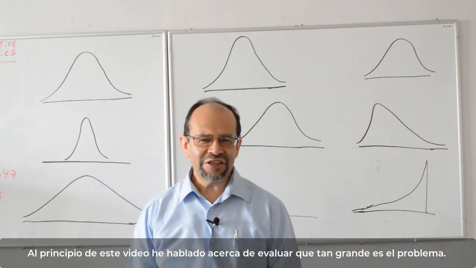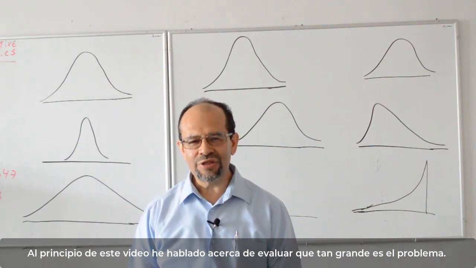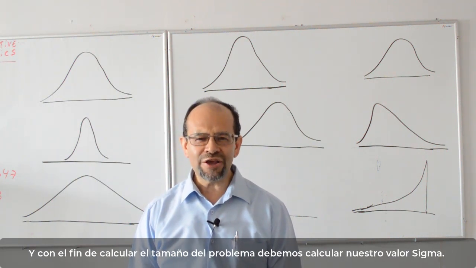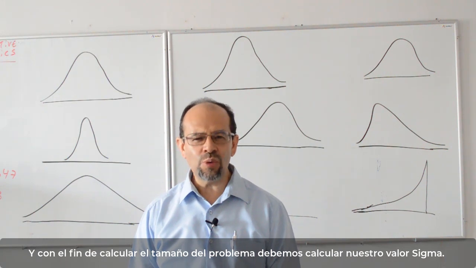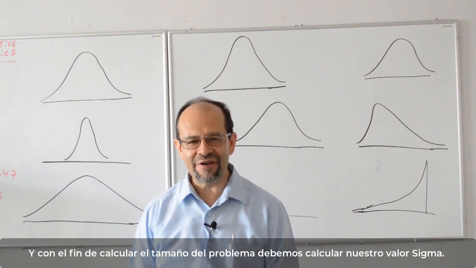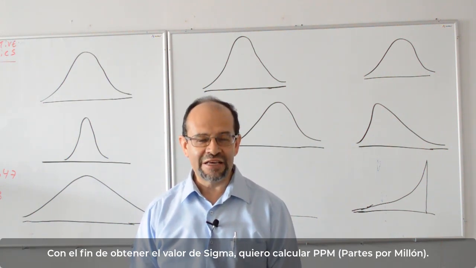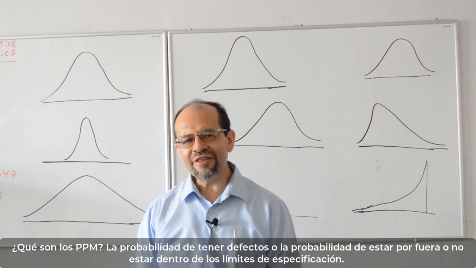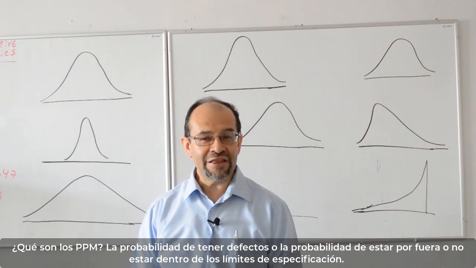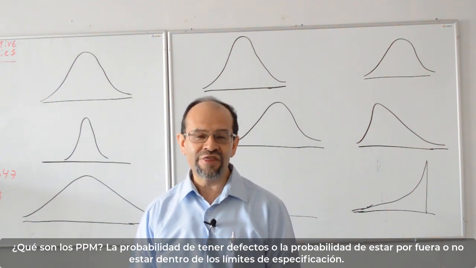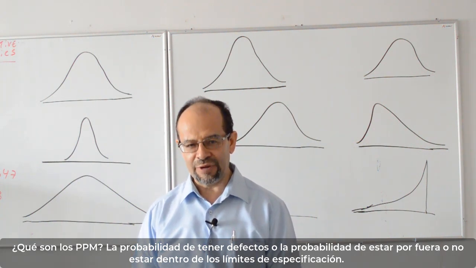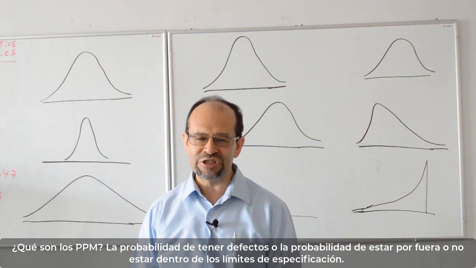At the beginning of this video, I talked about evaluating how big the problem is. In order to calculate the size of the problem, we want to calculate our sigma value. In order to get the sigma value, I want to calculate PPMs, parts per million. What are the PPMs? The probability of having defects, or the probability of being outside a specification limit, or not being inside the specification limit.